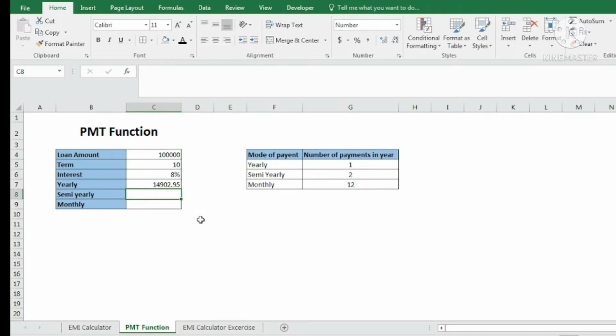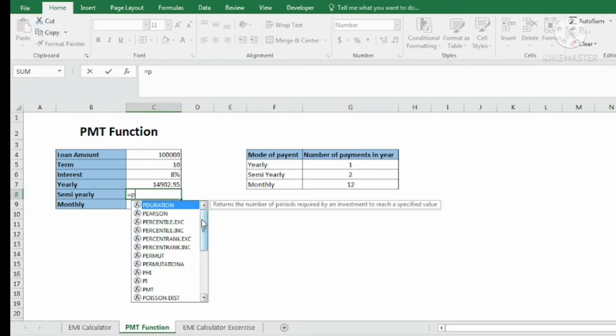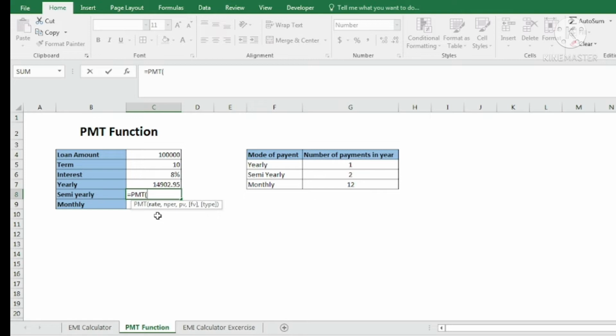Now we will go ahead and calculate the same thing for semi-annual payment frequency. So is equal to Pmt, then the rate of interest is 8%.